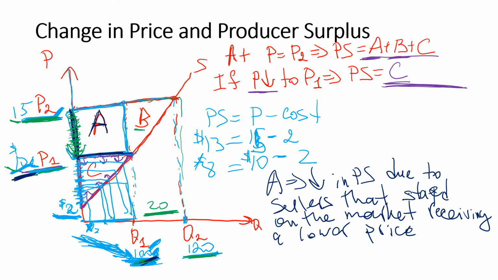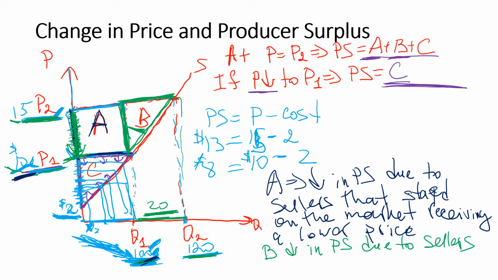Just think about it. This is the line of the decrease in price. I'm going to transpose this line to this area. And remember, these 20 sellers left the market. I'm going to transpose this line to this area. So do you see how it's actually creating this triangle over here? Therefore, area B is going to be the loss in producer surplus due to sellers leaving the market after the price has decreased. So area B is the decrease in producer surplus due to sellers leaving the market.